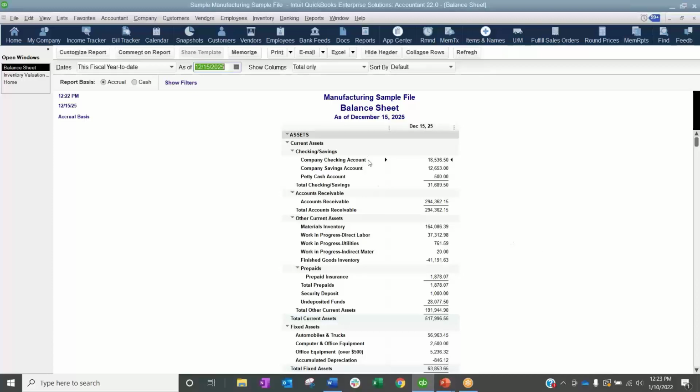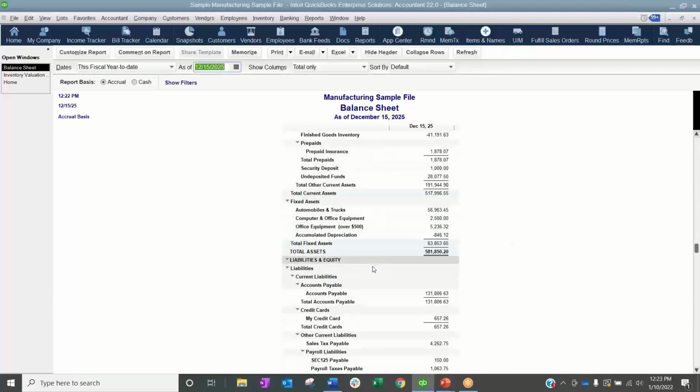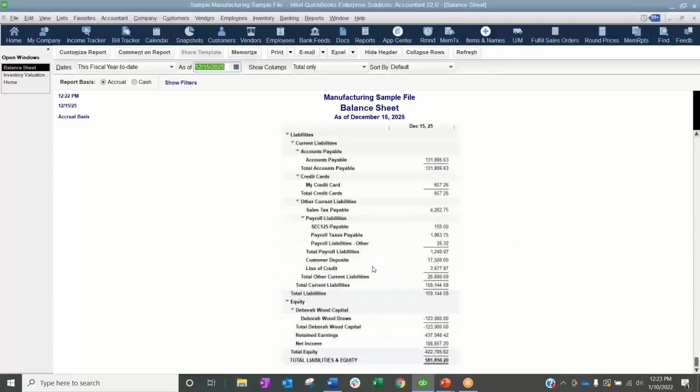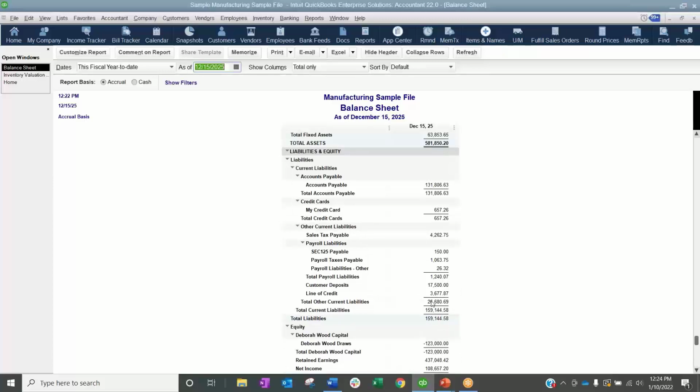So it tells you how much you have in current assets versus current liabilities. How liquid are you? Tells you your worth of the company, right? So what is the total equity down below here? I mean, it tells you everything. And it's an as of this point in time report.